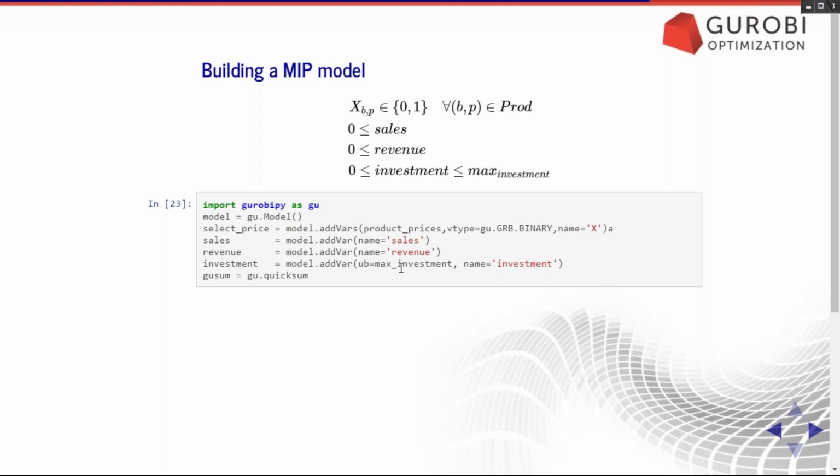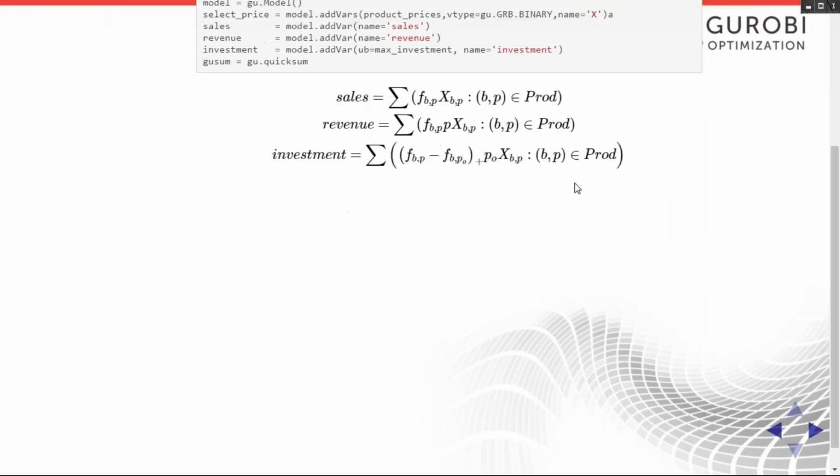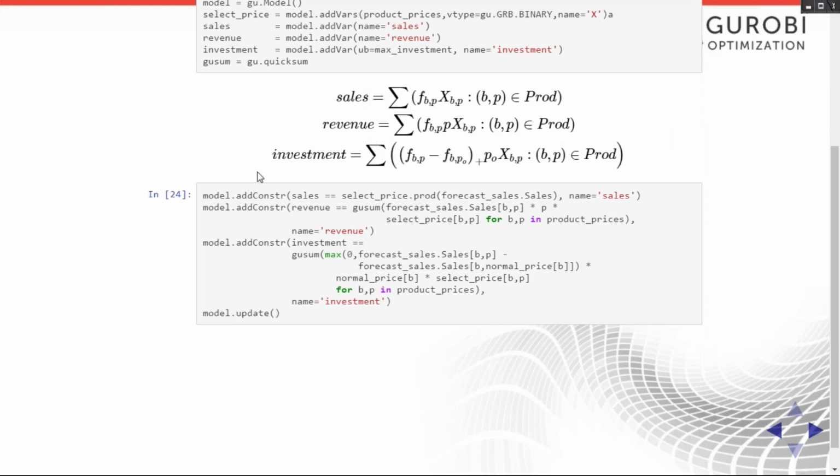So there we go. We have the variables defined, and what we need to do now is to glue them together with the constraints to really reflect what we have in the model. So let's do that. We have three basic relations that link sales, revenue, and investment with the binary decisions. The code for the first one is essentially taking sales equal to the set of select price variables, product with the forecast sales. So this will be essentially the inner product between those two vectors of variables and constants. It's just one constraint. Now, the next one is a bit more complicated because it's not just adding a product, you also have to bring in the actual price to get the revenue.